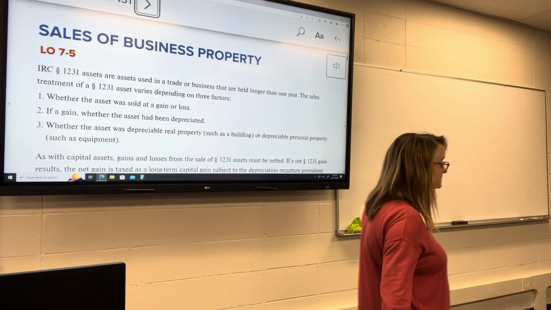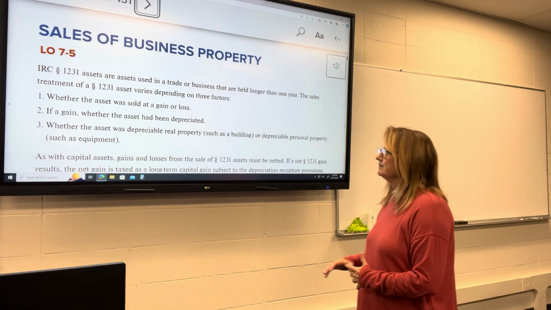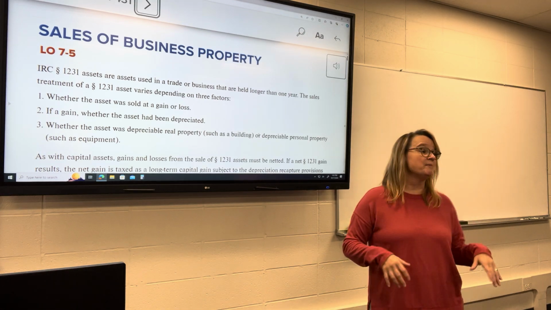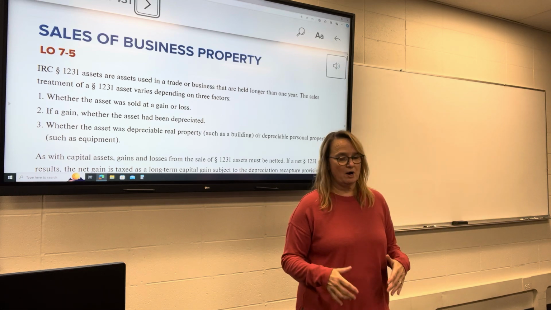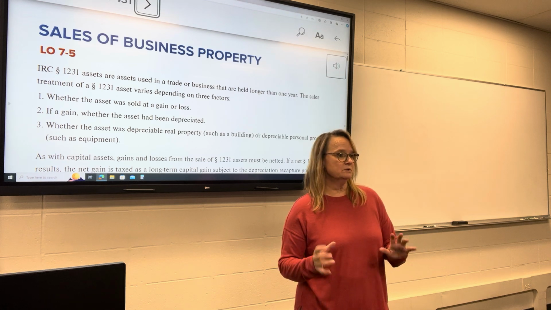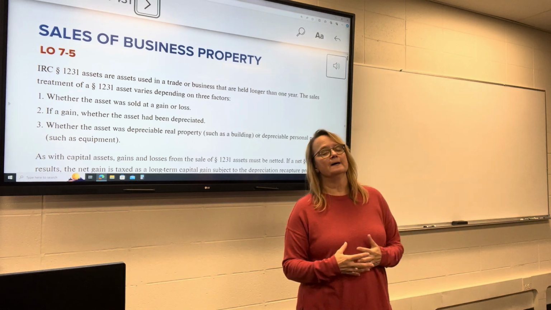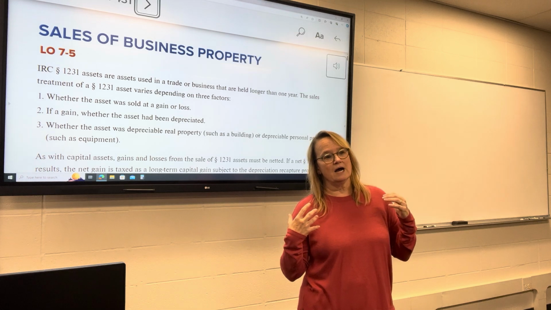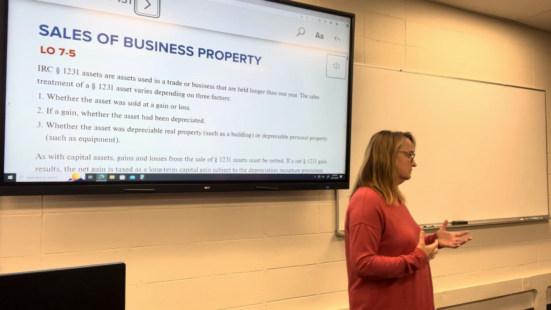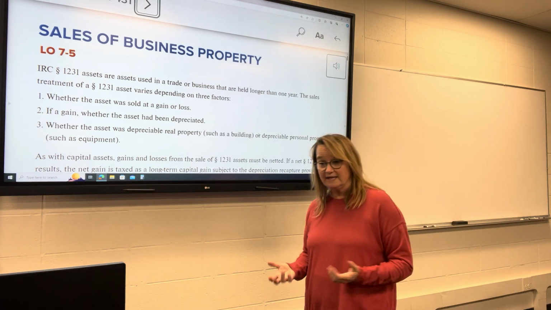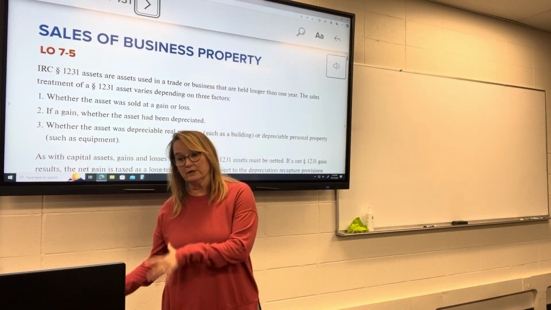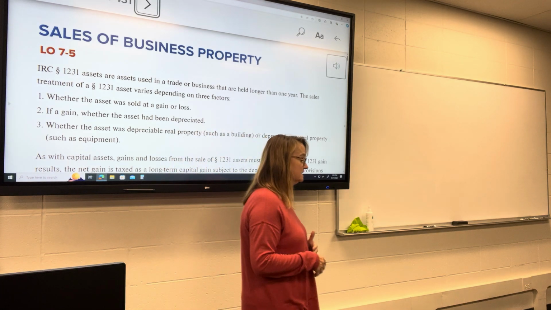So the last type of asset that we want to talk about with regard to the disposal of is business property. Here we're talking about long-term business property, which could be depreciable or non-depreciable. Non-depreciable would just be land. But it's business property that has been held for more than 1 year, because remember, if it's held for less than 1 year, then it's considered ordinary income property, and we're going to report it on page 1 of that Form 4797.